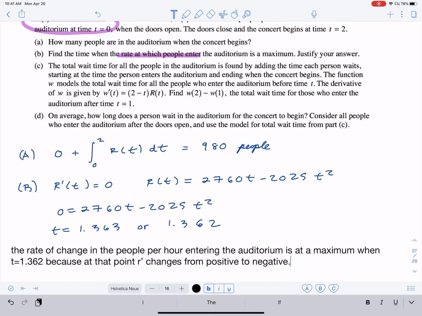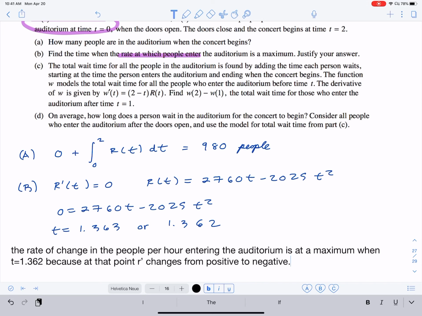The function W models the wait time for all the people who enter the auditorium before time T. The derivative of W is given by that expression. Find W(2) minus W(1), so we're looking at the displacement from time 1 to 2, the total wait time for those who enter the auditorium after time 1.